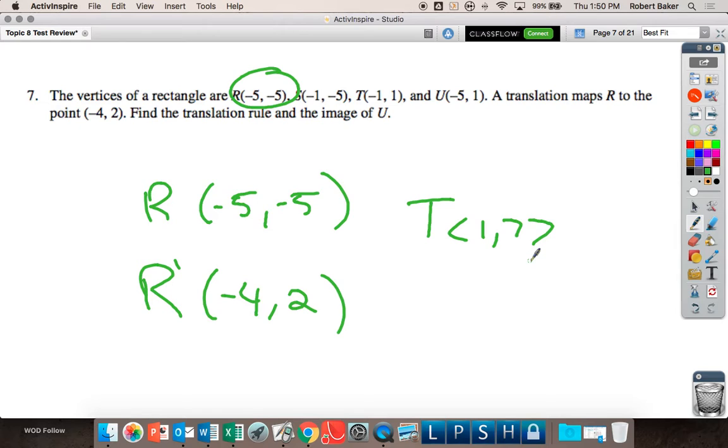Just me? Now, is that the answer? No. What is the answer? The answer is where did U go? So I have to take the point U and I have to move it 1 to the right, so -5 plus 1 is -4, and I have to move it 7 up. So 1 plus 7 is 8.